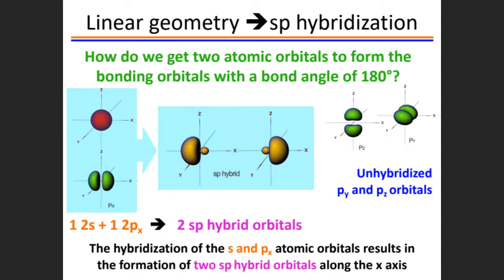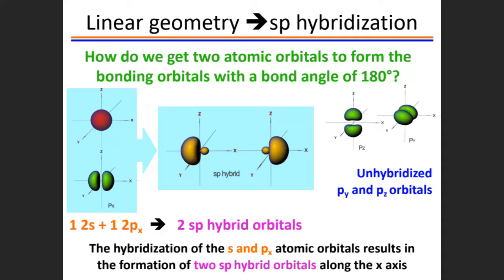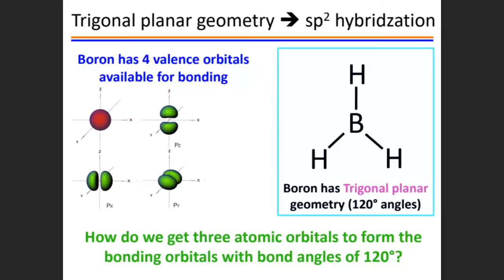As I said, s and p will combine into one. We have the 2s, one s, one p, another s, another p. So this is how they will combine and make the hybrid orbitals.